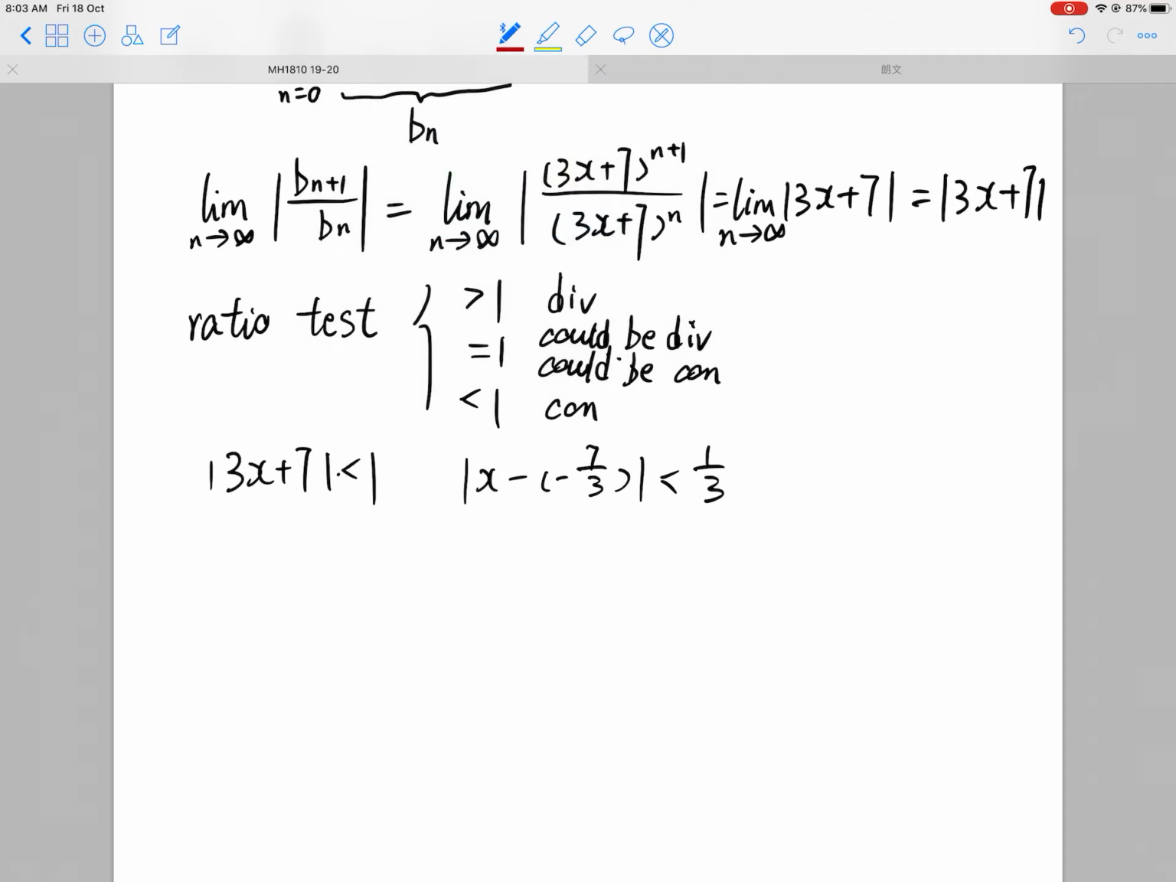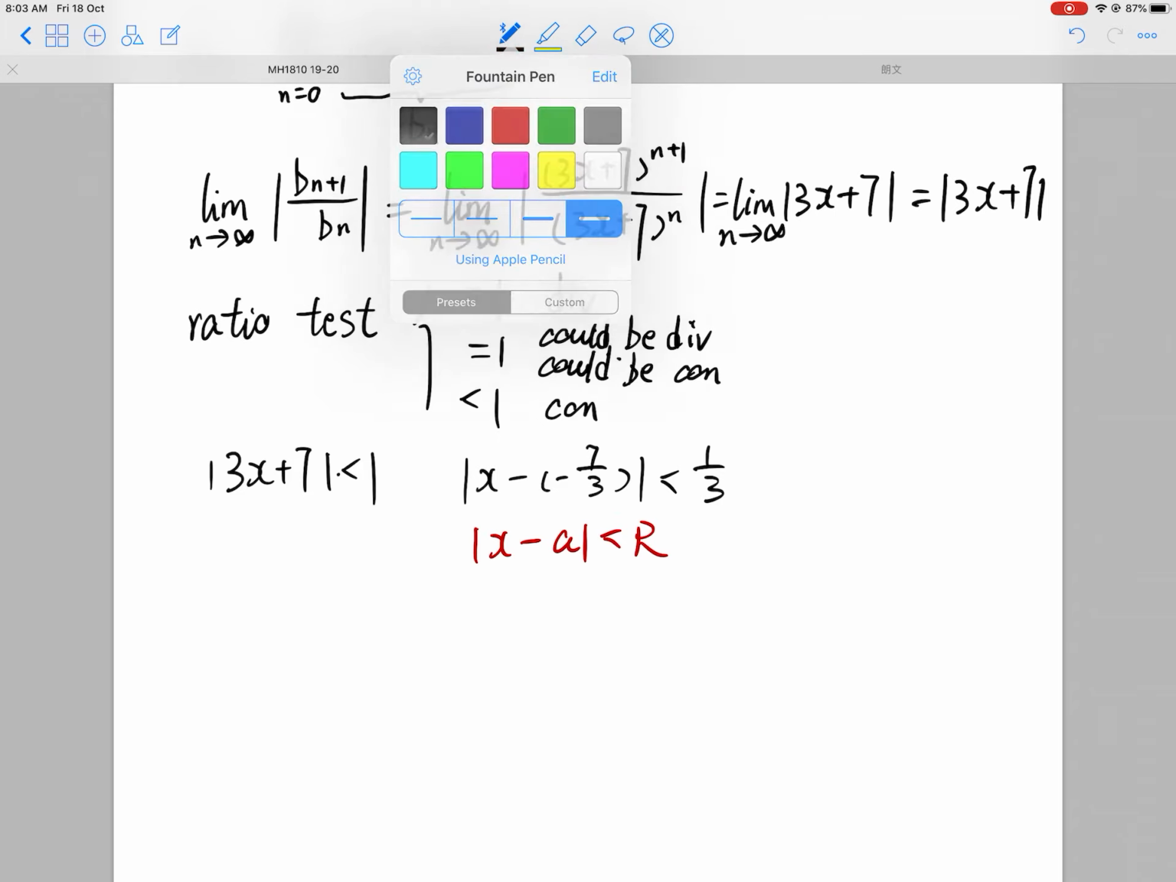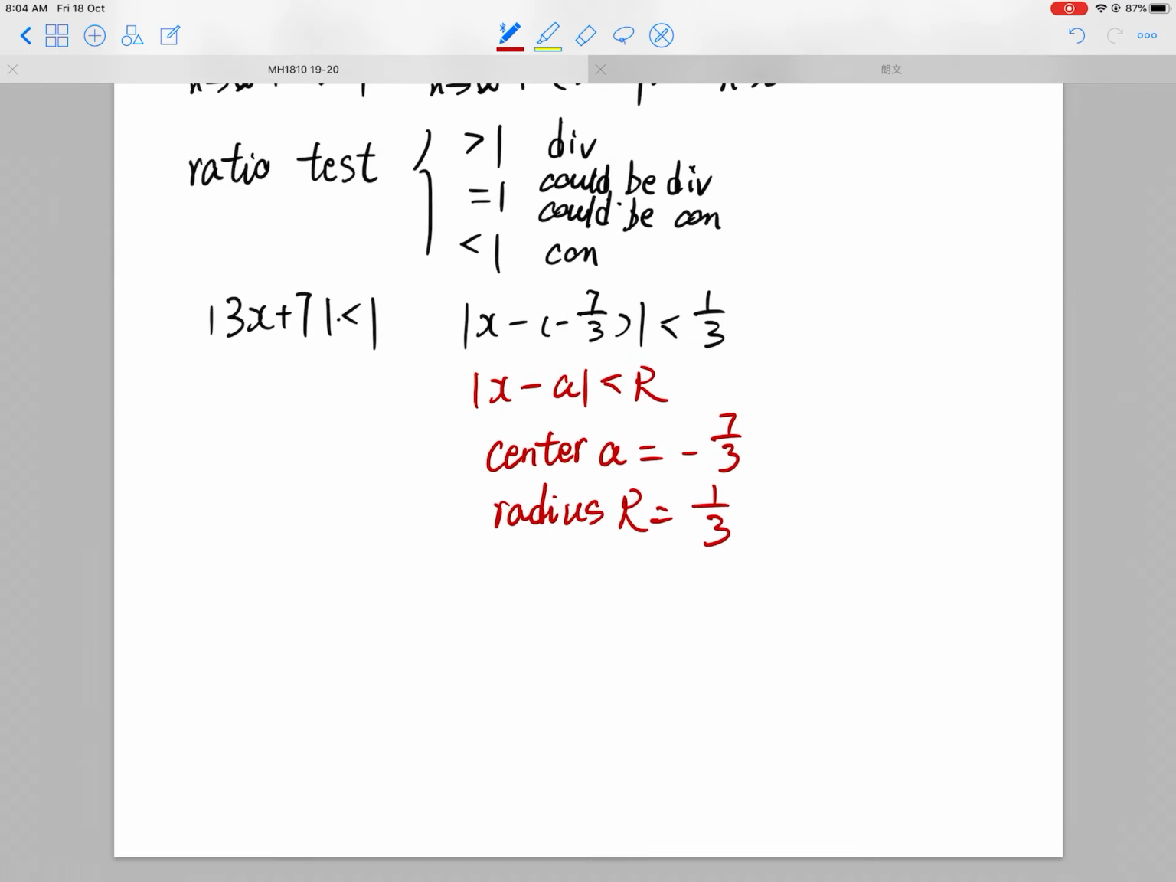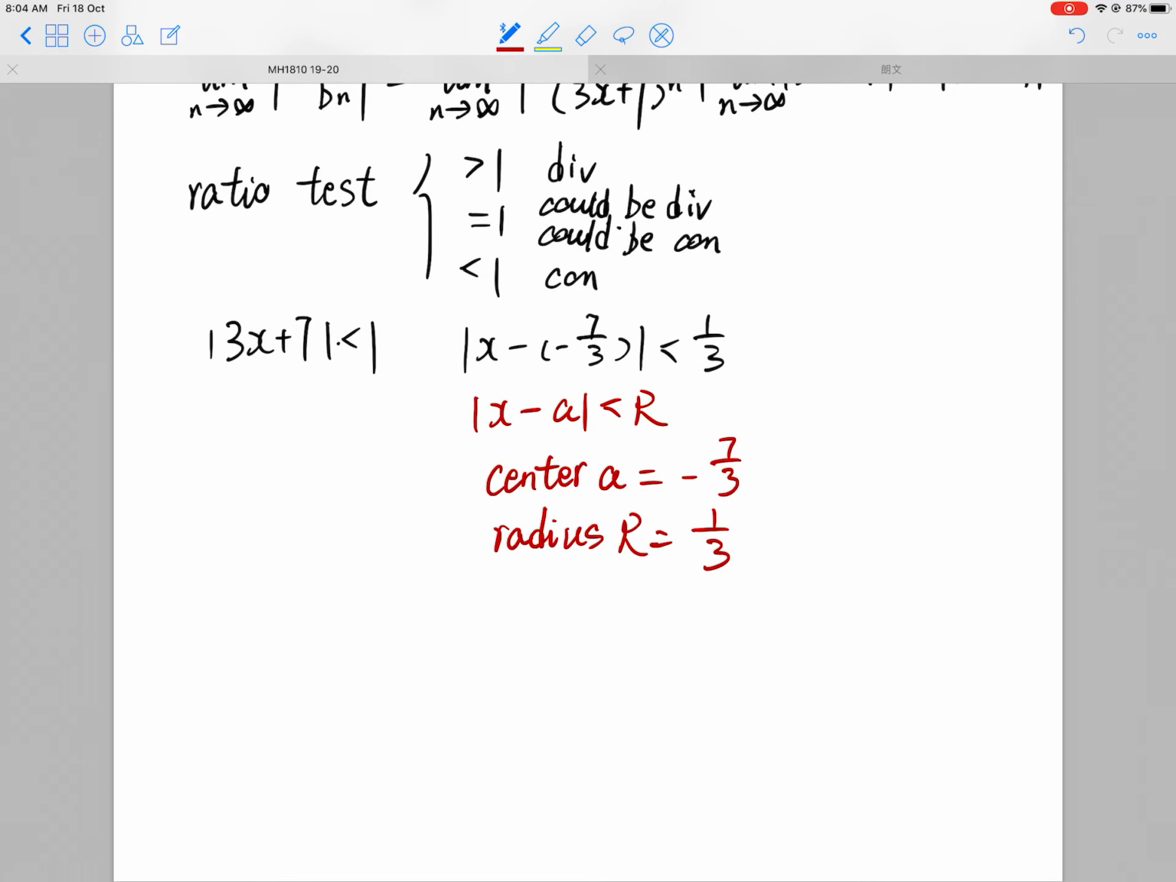Okay, and it will be |x - a| smaller than r. So your center a is -7/3 and your radius r is 1/3. So this is the radius of convergence. This question we can end here, but what if we want to know the convergence interval? What if this question asks you what is the convergence interval?